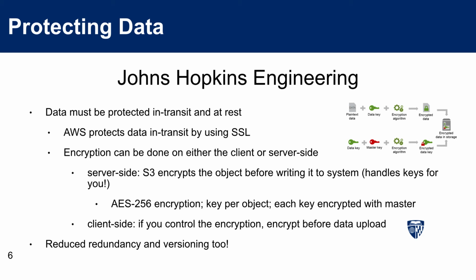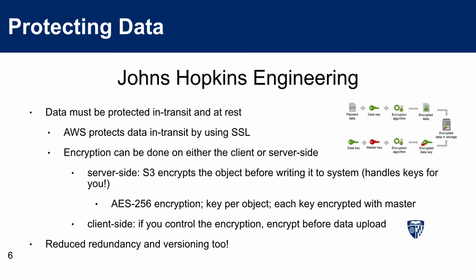So protecting data privacy and confidentiality is always a huge issue. Here we'll talk about data being protected both in transit and securing data while it's at rest. So something we've been talking about a lot throughout the course of this course has been using SSL encryption. And so AWS protects data when it's in transit by using SSL. So we're probably pretty familiar with that by this point. But there's two ways that AWS can do encryption for data that's at rest.